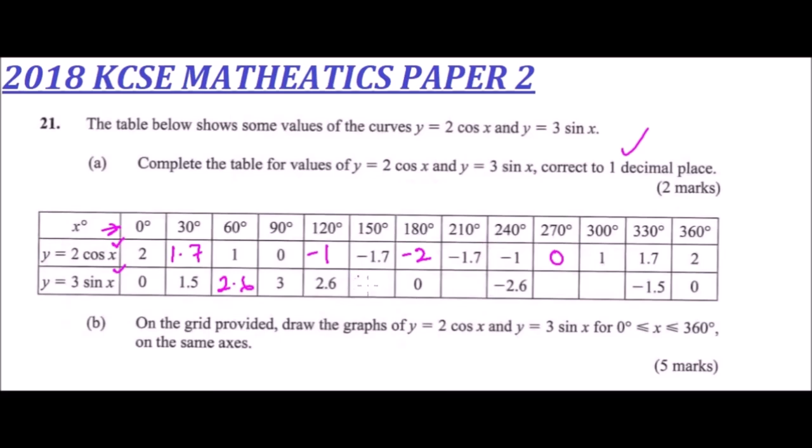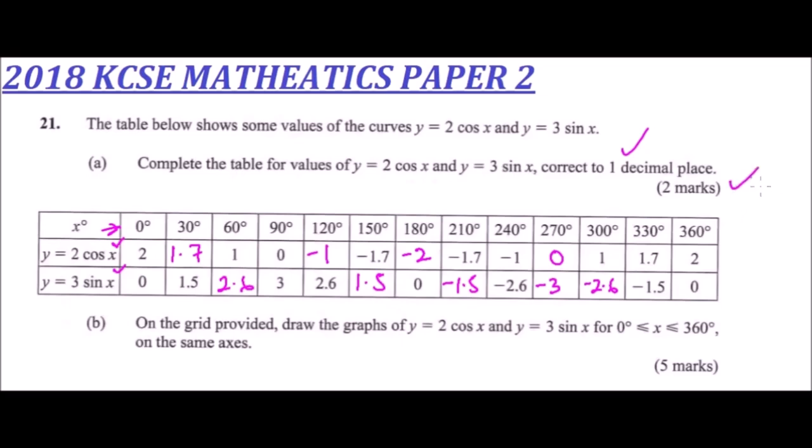You get 1.5. Then we go to 210. So 3 sin 210, you get minus 1.5. Then we go to 270. So 3 sin 270, you get minus 3. Finally, we go to 300. So 3 sin 300, you get minus 2.6. So there, after filling those values, you earn yourself 2 marks, which is very easy.